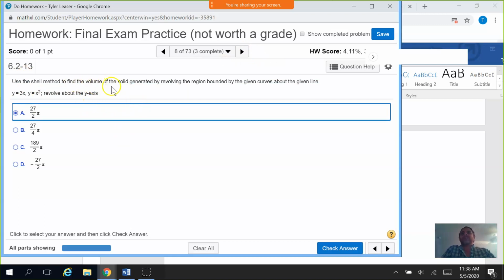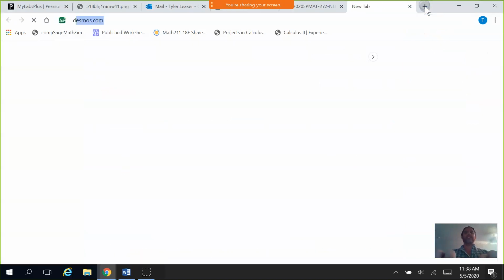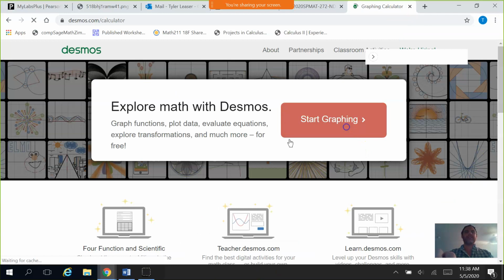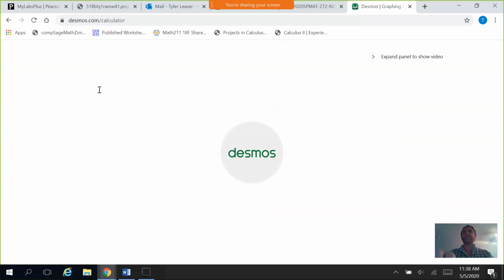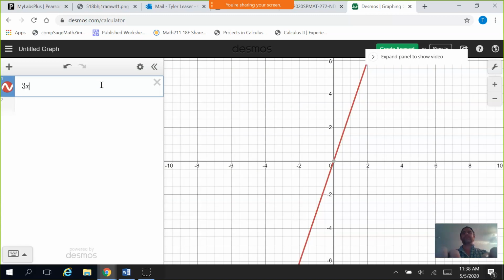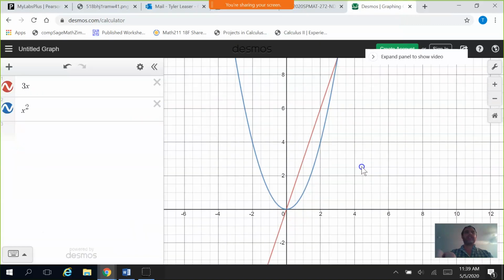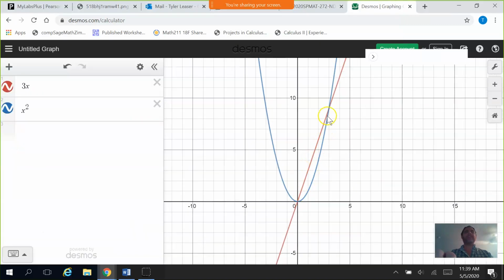All right, use the shell method to find the volume of the solid generated by revolving the region bounded by the given curves about the given line. So here are our curves, y equals 3x, y equals x squared, and we're revolving that about the y-axis. I might use Desmos here, just so I can show you exactly what this looks like. Cool. So this is going to be the region between the blue line and the red line, and they want us to revolve that around the y-axis. So we're taking this and revolving it this way.